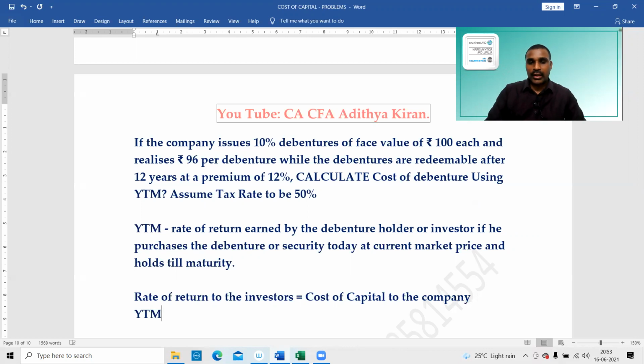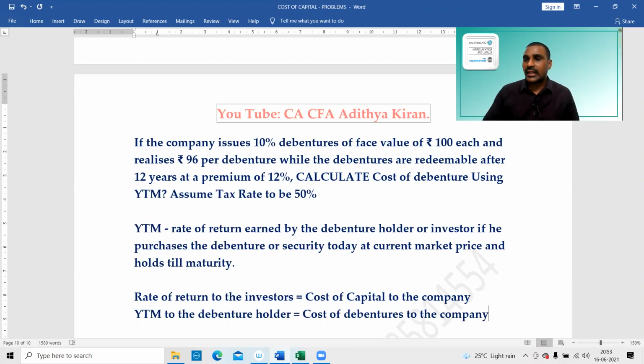So therefore, yield to maturity to the debenture holder is equal to cost of debentures to the company. That is the point. For me, it is a return. For you, it is a cost. Basic economics concept. Income of one person is nothing but the expenditure of another person. So rate of return to the investor is equal to cost of capital to the company. Accordingly, yield to maturity to the debenture holder is equal to cost of debentures to the company.